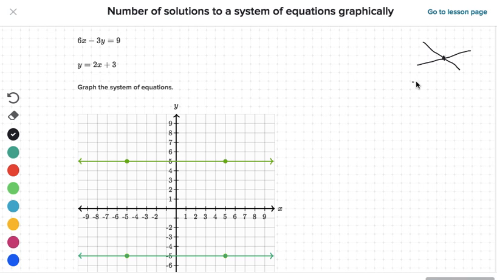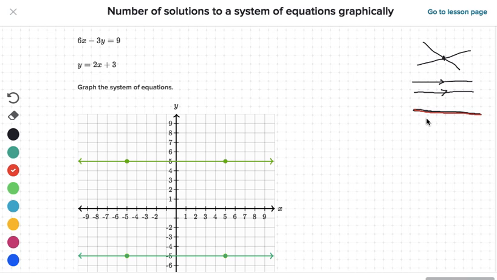A different situation would be if you end up with two lines that are parallel. These two lines will never actually intersect one another, so there's no solution to that system of equations. And the final situation is that you draw one line and then draw the next line the same way, and you find that they both cross over each other completely. Two separate lines intersecting each other at every single point.